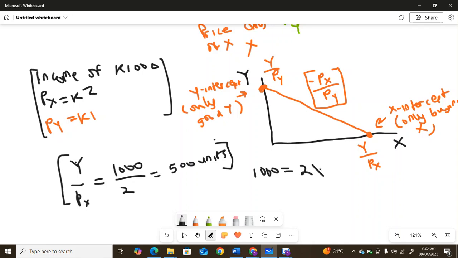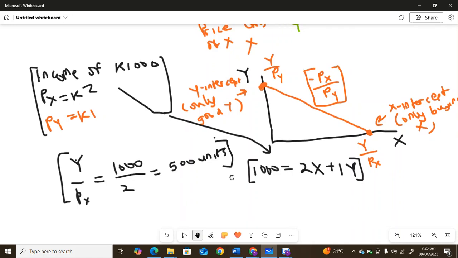We do not know the quantity yet, so we put 2x there, plus the price of good Y is 1 kwacha, given any quantity of good Y. All right, this is our budget constraint equation. From this information here, we formed this budget constraint equation. And we said if we're only buying good X, we can only buy 500 units.